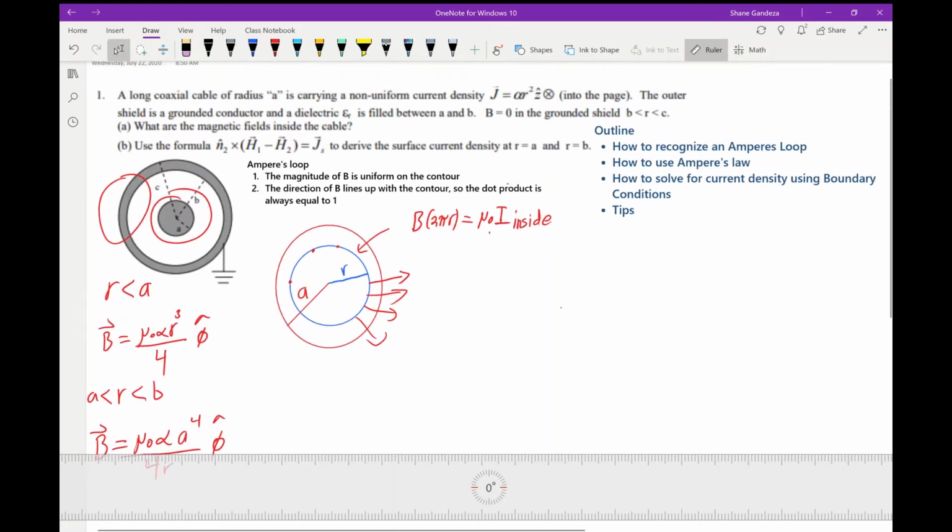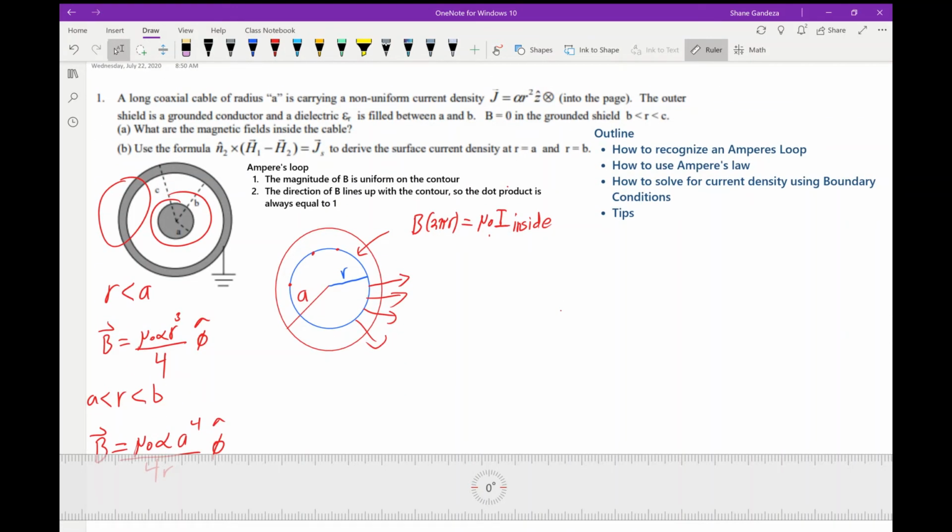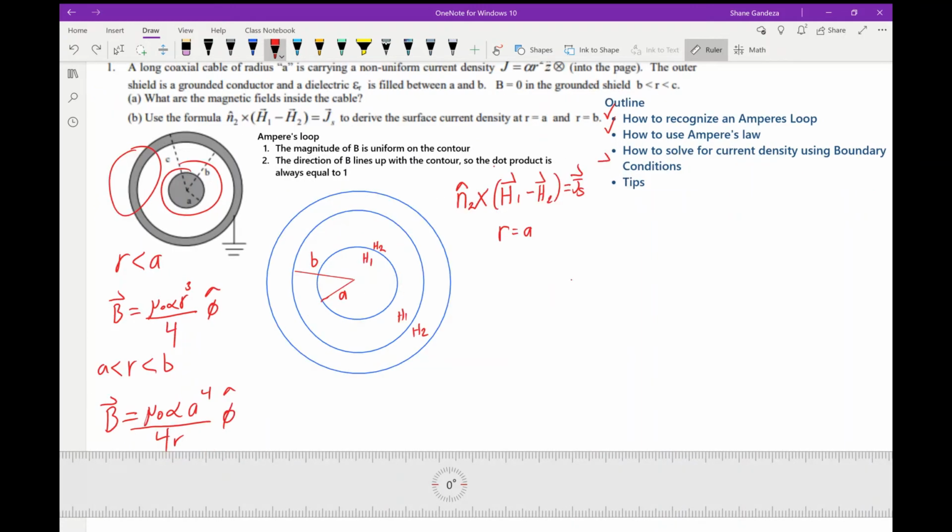And on here, I'm just going to check off what we have already done. So we already know how to recognize Ampere's loop, and we also know how to use Ampere's law in conjunction with Ampere's loop. And the next part is now to solve for part B. Okay, so now I'll be solving for part B.